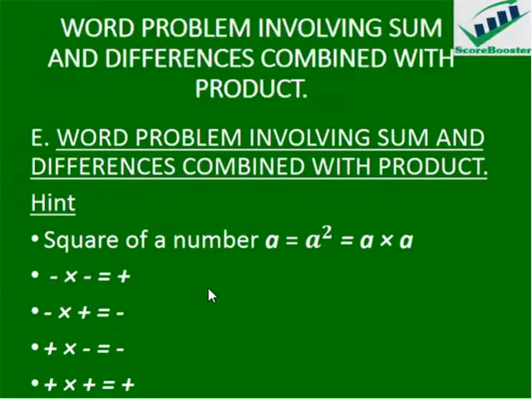And if a number is written as a, it automatically means plus a. But if it is negative, they are going to show a minus sign in front of that number. So now we move to examples on this kind of problem, that is, when you have a word problem that combines sums, differences and products in a particular question.